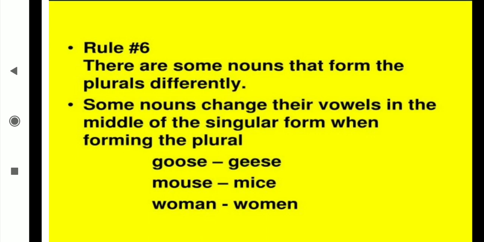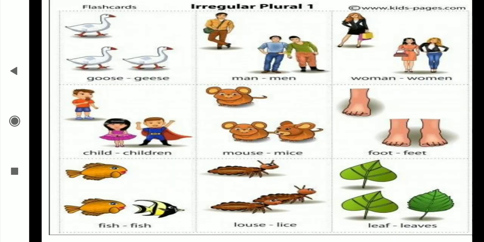Get it, students? Now what is the next rule? There are some nouns that form the plurals differently. Yeah, exceptionals are there. It totally changes the spelling. Some nouns change their vowels in the middle of the singular form when forming the plural. Goose becomes geese, mouse, mice, woman, women. If we write womens, it will be wrong. What is the plural of woman? Women.